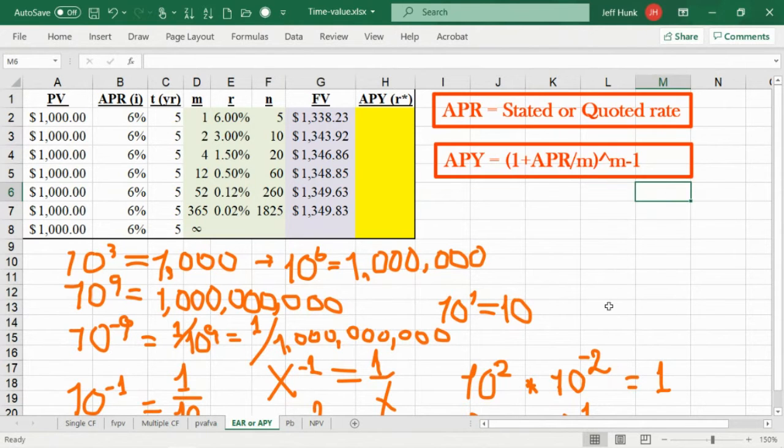Well, think about it. If you don't subtract 1, it will be including this 1. It's just to get the net return. In other words, when we say the interest rate is 10%, we just say the interest rate is 10%. We don't say it's 110%. Obviously, because 110% is what?